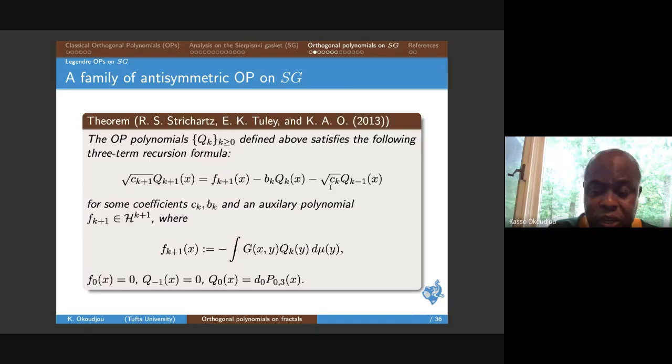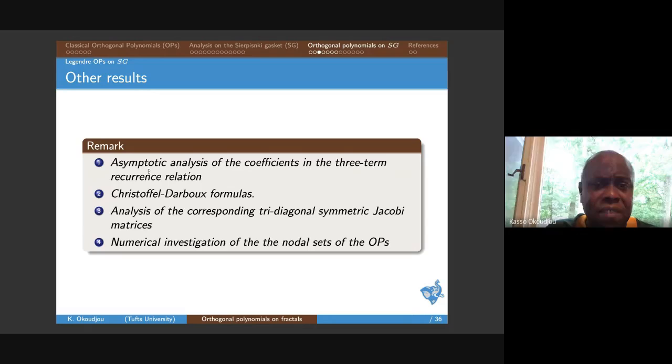Some results that I want to highlight here: you can look at the asymptotic analysis of the coefficients in the three-term recursion formula. You can prove the equivalent of the Christoffel-Darboux formula in this setting. You can analyze the corresponding tridiagonal Jacobi matrices, and you can investigate the nodal set of these orthogonal polynomials. By nodal set here, I mean the set of zeros of these orthogonal polynomials.